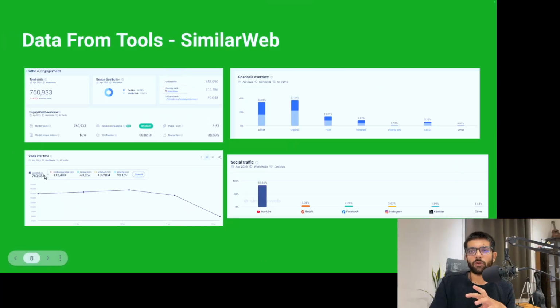Total visits, what is the percentage that I'm getting from social sites, which is 13.81 in the month of April 2025. I was also able to get the percentage of data they were getting from paid ads, from display ads.